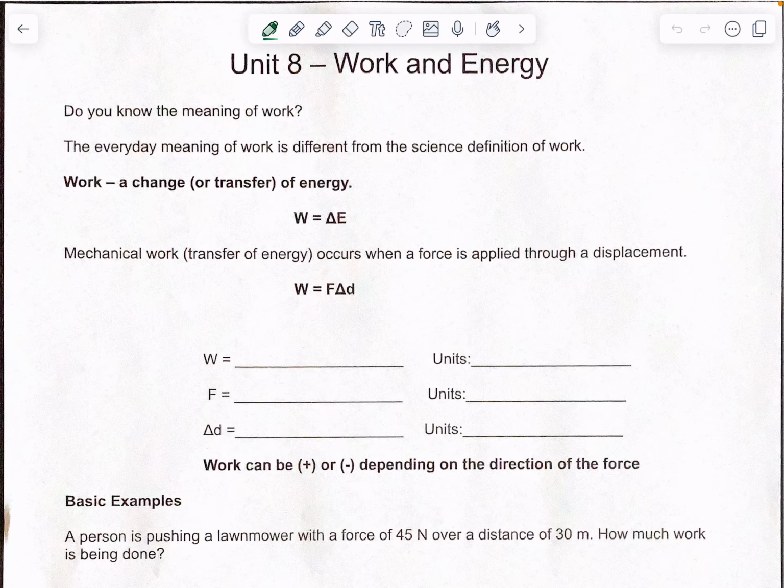All right, so this video is going to start the work and energy packet. We're going to go over pages 2 through 5 in this video.